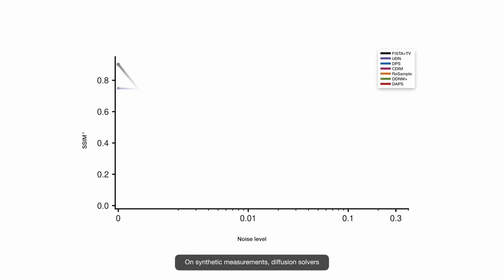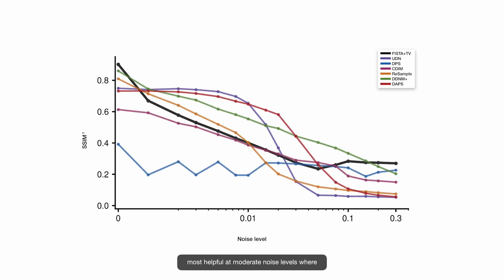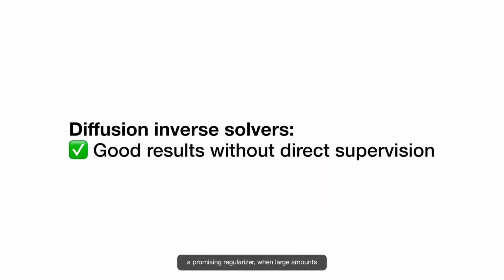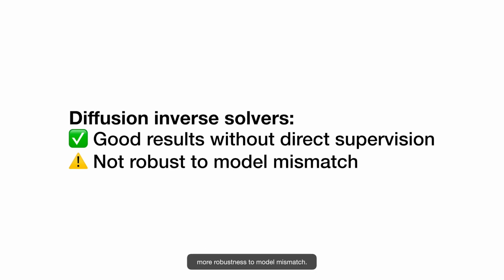On synthetic measurements, diffusion solvers are robust to added noise, and they're most helpful at moderate noise levels where measurements sufficiently constrain the solution. Overall, diffusion solvers are a promising regularizer when large amounts of data are not available, but real-world use requires more robustness to model mismatch.